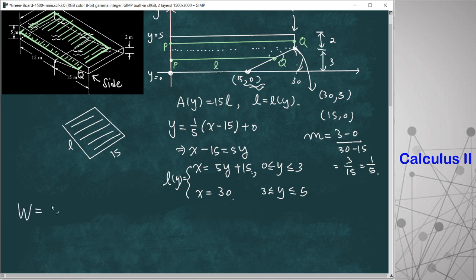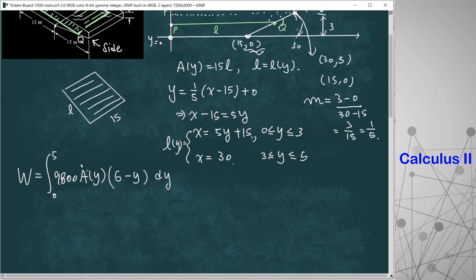So the work of pumping this water out: the lower part of the body of water is y equals 0, all the way up to 5. I assume it is pumping all the way up to the top of the pool. So that was 9,800. By multiplying by the volume A(y), you get the weight, and all the way to the top is 5 minus y, dy. You calculate this integral, and that's the answer. But we have a formula for A(y), which is 15 times L. But this L has a different formula when y is between 0 and 3 and between 3 and 5.